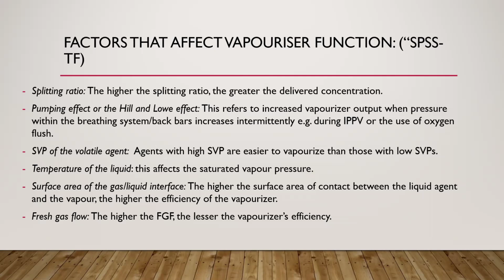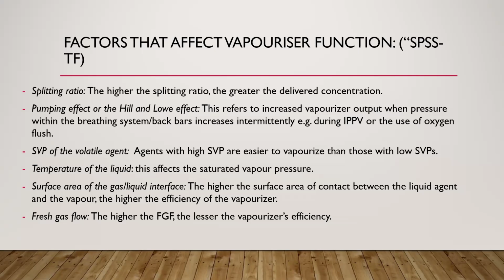The different volatile agents have different saturated vapor pressures. The ones with higher saturated vapor pressure, like desflurane, are easier to vaporize than those with low SVPs. The temperature of the liquid affects the saturated vapor pressure. So when the temperature increases, the SVP increases, and the amount of liquid agent vaporized also increases.